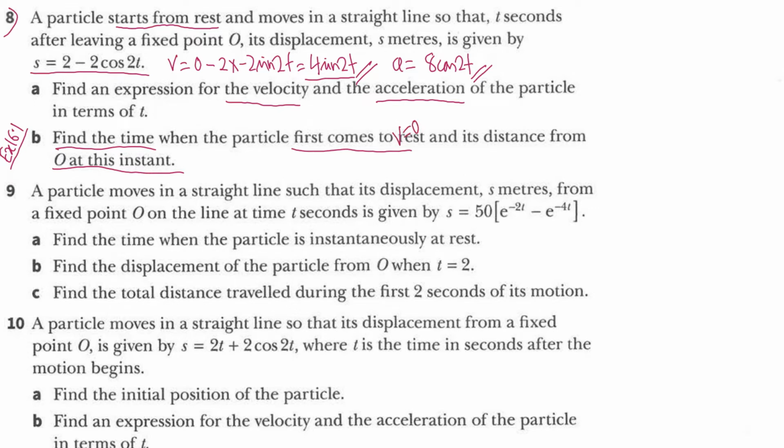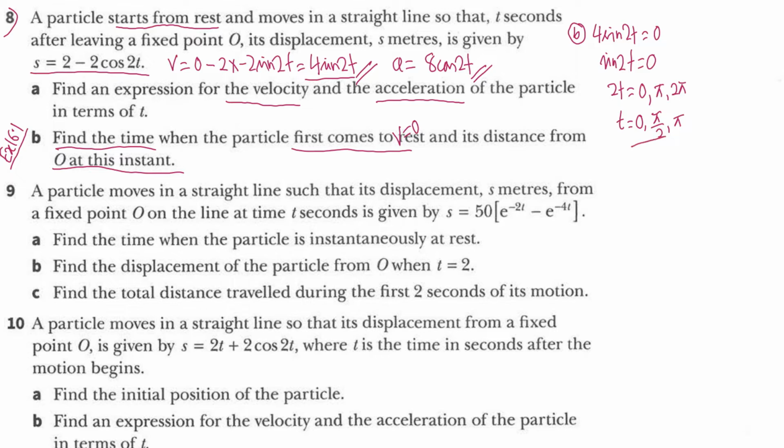So in the velocity expression, we are going to apply 0. The velocity is 4 sine 2t. Let me write it: 4 sine 2t equals 0. So definitely sine 2t equals 0. And we know that 2t equals 0, pi, 2 pi. So the first value is t equals 0, the second value is pi by 2, and the third value is pi.